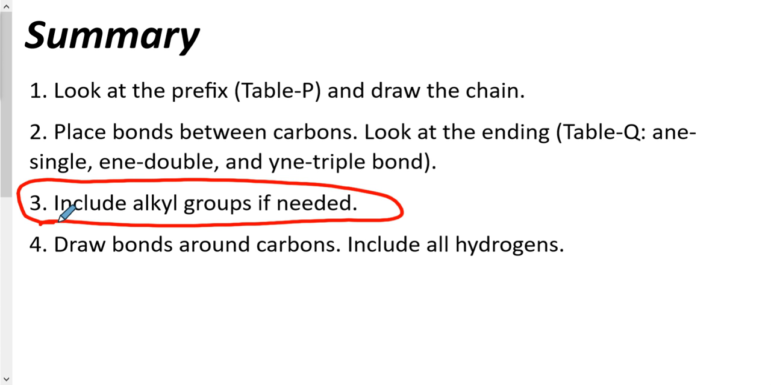Same thing for alkyl groups. If there is an alkyl group, they have to give you the location. If not, you're going to assume that it's in the first carbon, and then you have to draw the alkyl groups. Finally, make sure each carbon has 4 bonds, and then draw all the hydrogens.